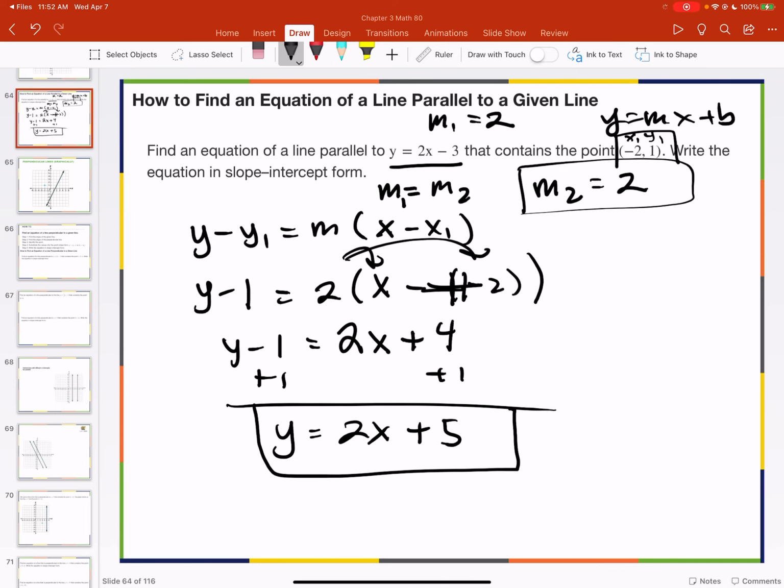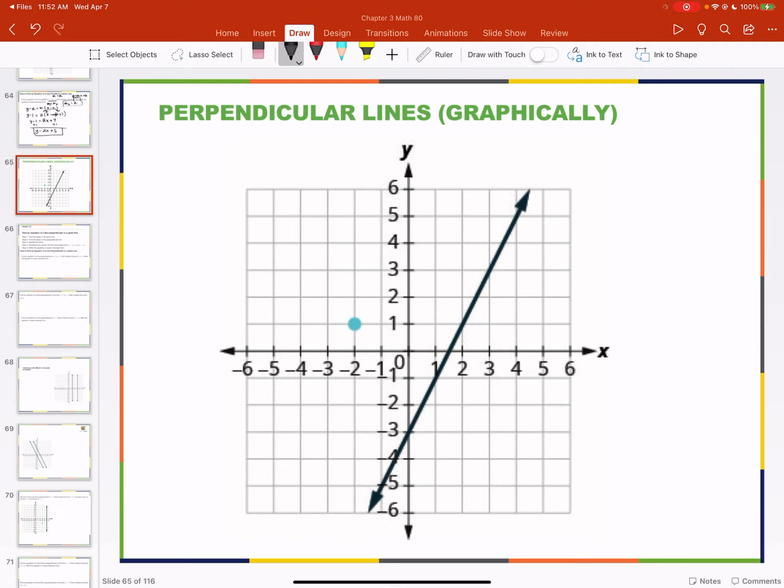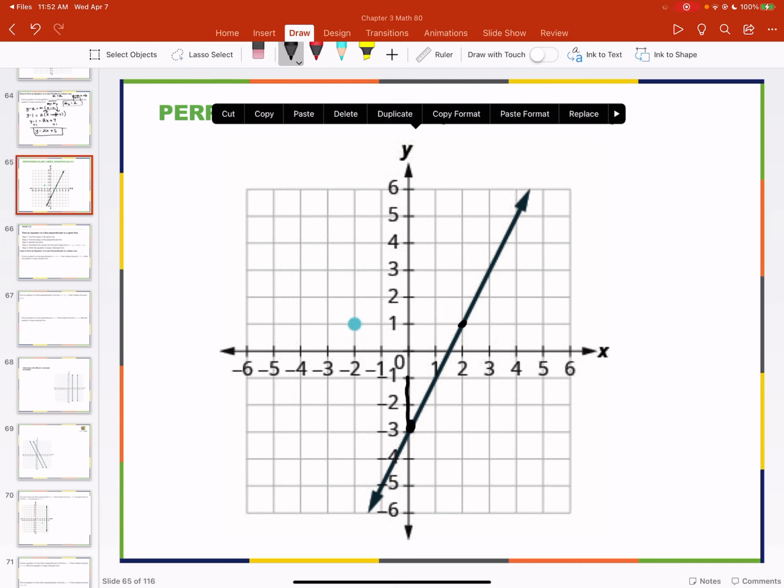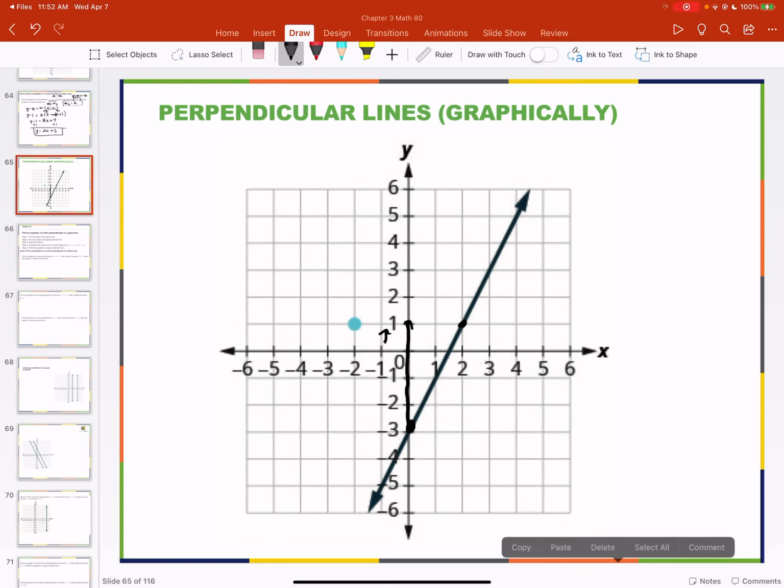Now, let me say a few words about perpendicular lines. I know we introduced them before, but now we're going to talk about them a little bit more. So observe the following line. Here we have a line, and it has what slope? It has the slope, rise over run. We go up 1, 2, 3, 4. Actually, we can go a little bit shorter. If we go up 2 and over 1, notice that the slope of this first line is positive 2.